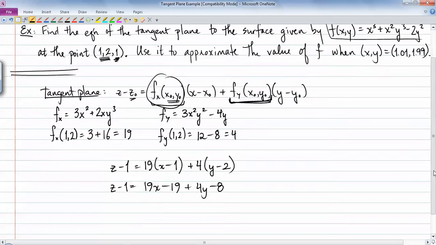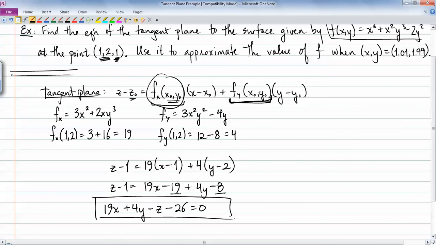And then let's see, what do we get if we clean this up? We could get everything on one side, so it'd be like 19x plus 4y minus z. And then I've got a 19 and 8. Let's see, that's going to be negative 27, and then add 1. So minus 26 equals 0. So there's the equation of the tangent plane at that point.